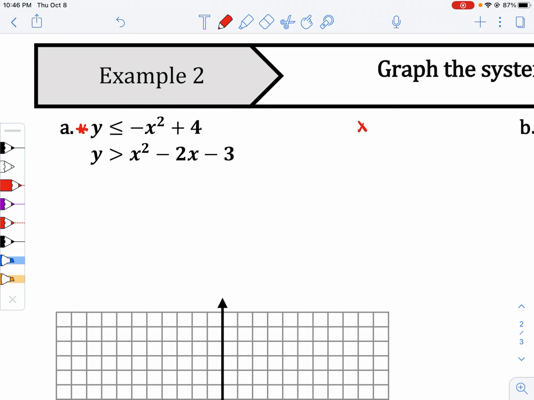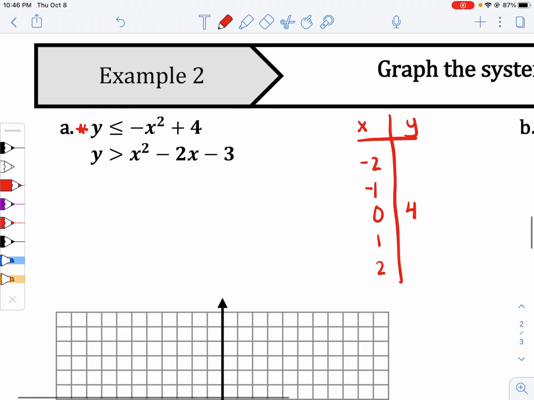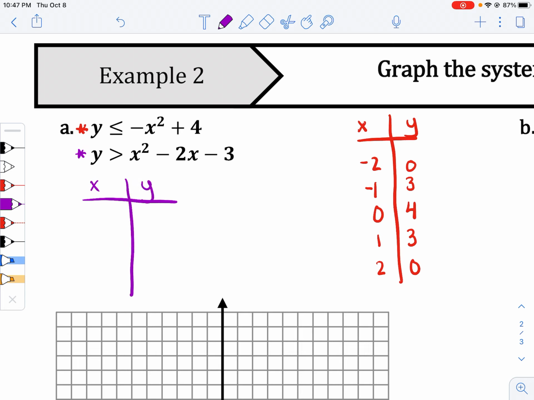If I look at my table here, try and center it around your axis of symmetry, which for this one is 0. At 0 and 4, negative 1, negative 2, 1, 2. So it's at 3, 0, 3, 0. And then this guy, I like to make both of my tables first. Then I just graph in one go.